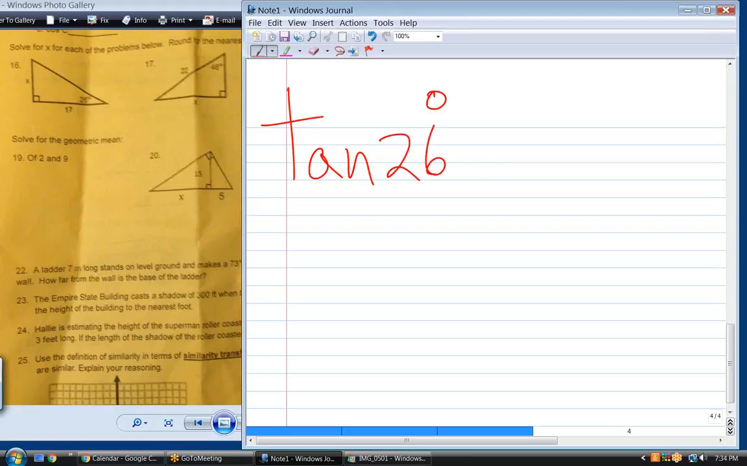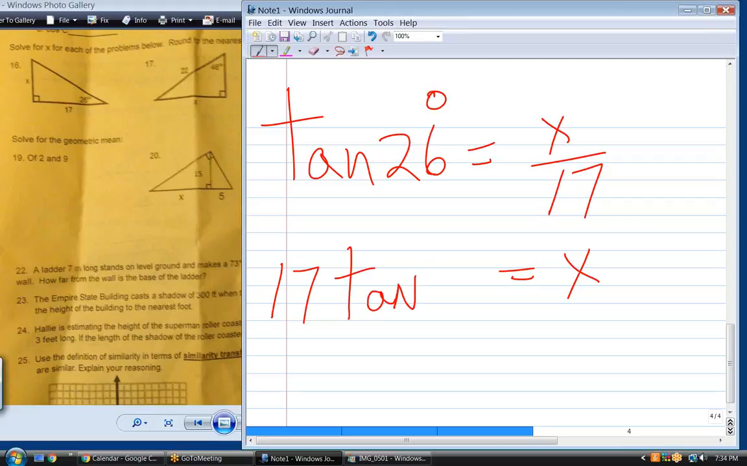And then just complete the equation. What's the right side of it? Would it be x over 17? Which makes x equal to 17 times the tan of 26. The one thing always to remember is that that's just a number that you're going to get out of your calculator. And you can do this all in one step on your calculator. You can say 17 times the tan of 26. And that's what x is.